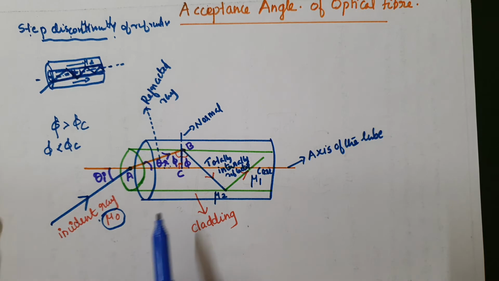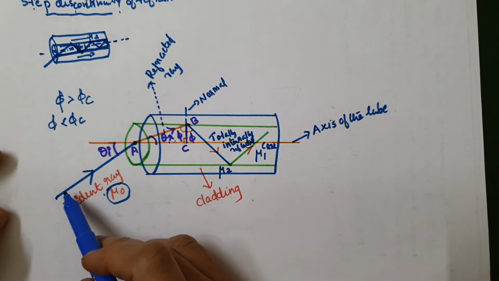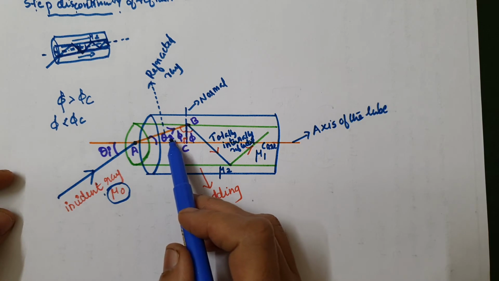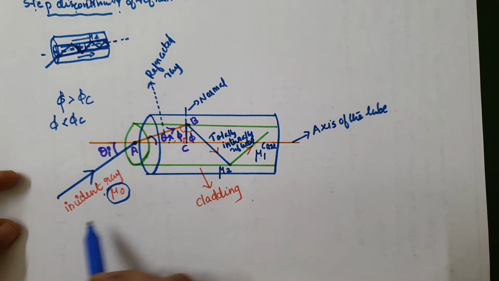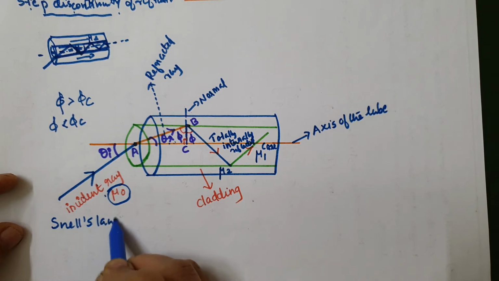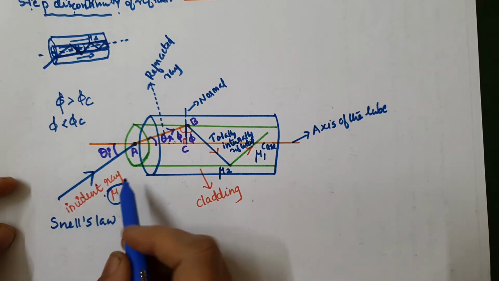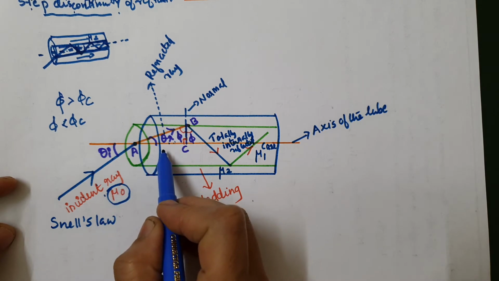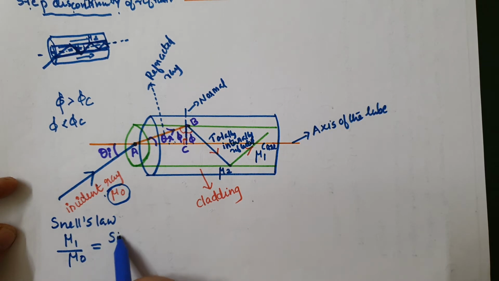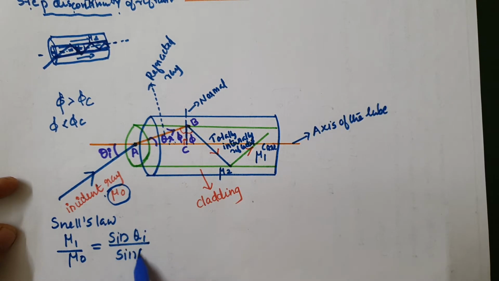Here the light ray is propagating from the air medium to the core region of the fiber medium, and we are applying Snell's law. According to Snell's law, with this medium mu0 and this medium mu1, mu1 divided by mu0 is equal to sine of the angle of incidence theta I divided by sine of the angle of refraction theta r.